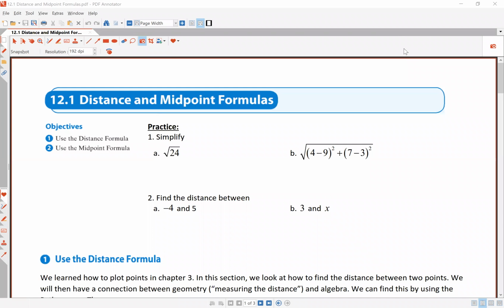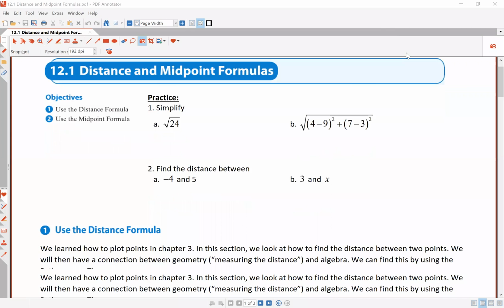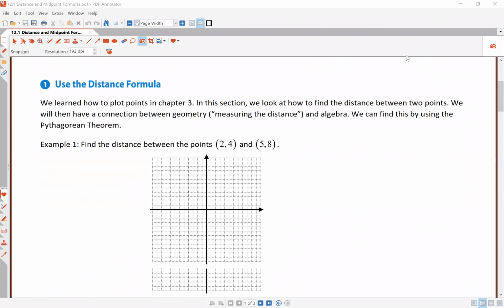This video covers section 12.1, Distance and Midpoint Formulas. Objective 1, use the distance formula. We learned how to plot points in chapter 3. In this section, we look at how to find the distance between 2 points. We will then have a connection between geometry, measuring the distance, and algebra.